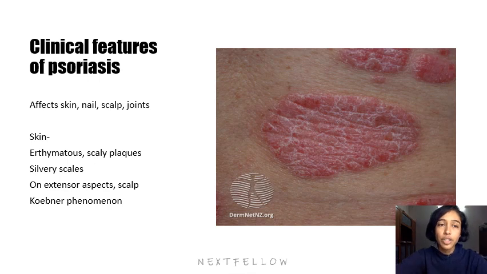The clinical features of psoriasis: this affects the skin, the nails, the scalp, and the joints as well. On the skin, you see erythematous scaly plaques. You have annular, thick scaly plaques. The silvery scales are very important to remember. These are classically seen on the extensor aspects. You can see it on the scalp as well, usually. And Koebner phenomenon is positive in psoriasis usually.